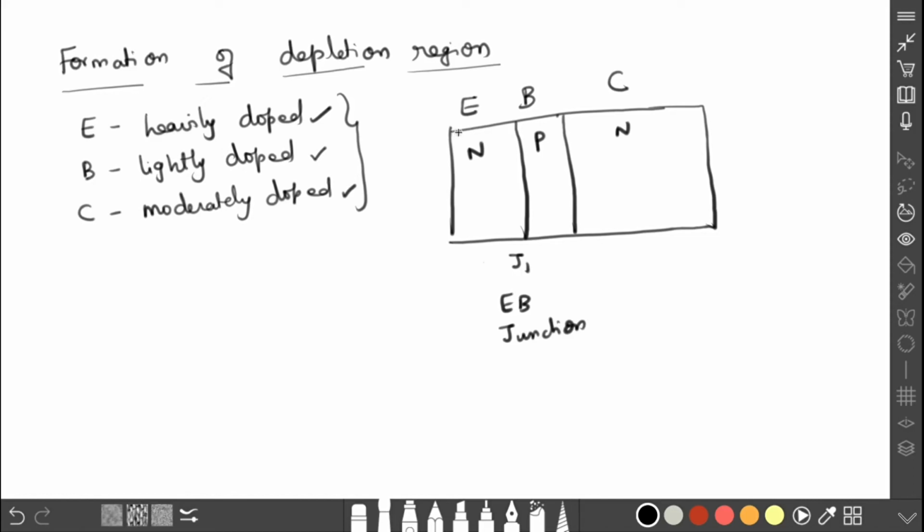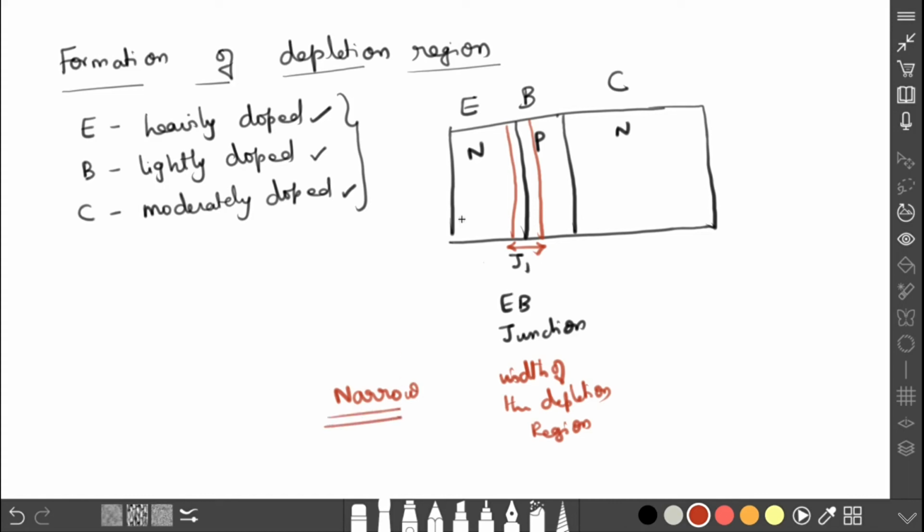In that case, N, that is E, is heavily doped and the base is lightly doped. Due to the heavy doping of the N type, only a very small part is included in the depletion region, and on the P side it should be larger. So this will be the width of the depletion region. In the case of the EB junction, the depletion region will be comparatively narrow due to the heavy doping of the emitter part.